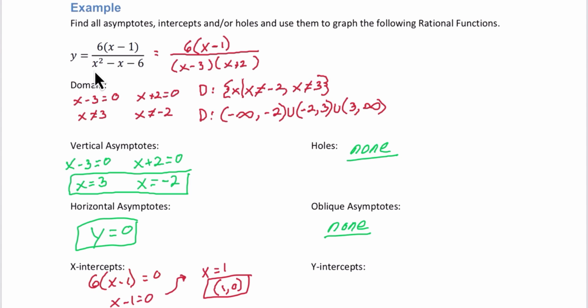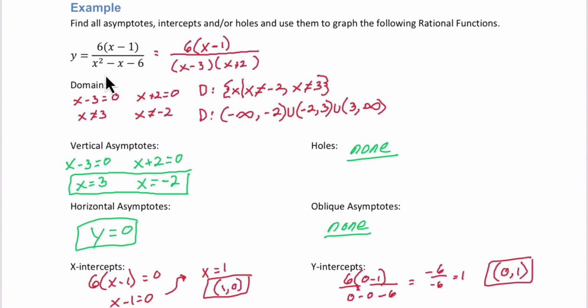To find the y-intercept, we make x 0. So we have 6 times 0 minus 1 over 0 squared minus 0 minus 6. That gives us -6 over -6, which is 1. So the y-intercept is (0, 1). Now we'll throw all of this together on a graph.